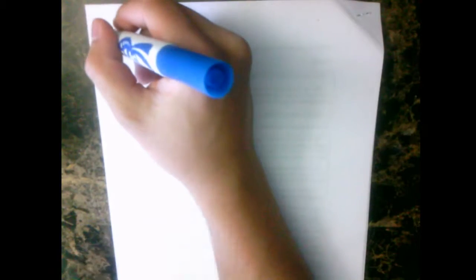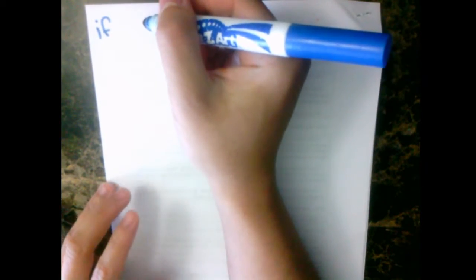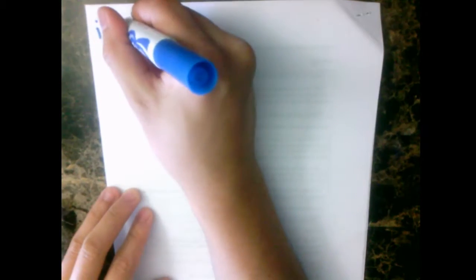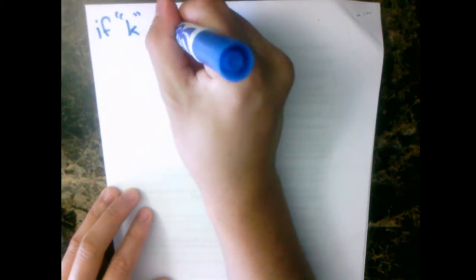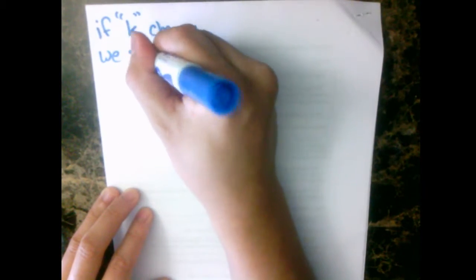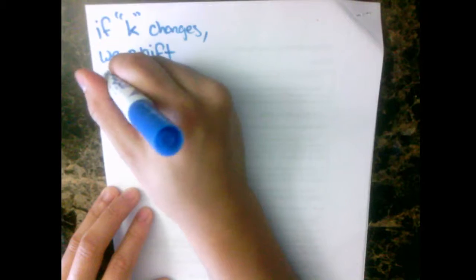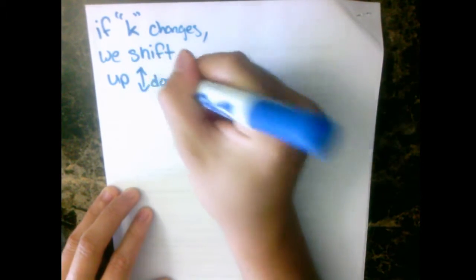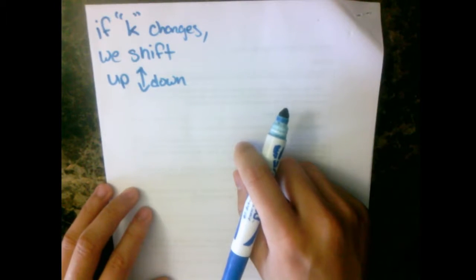Let's go ahead and switch over to our vertical shifts. Okay, so our vertical shifts are going to follow the same kind of rule, except it's if you change the very last letter that we've dealt with. So we dealt with a, we dealt with h, there's one more letter in vertex form that showed up. So if k changes, we shift vertically, up or down. This just shifts up or down if k changes.